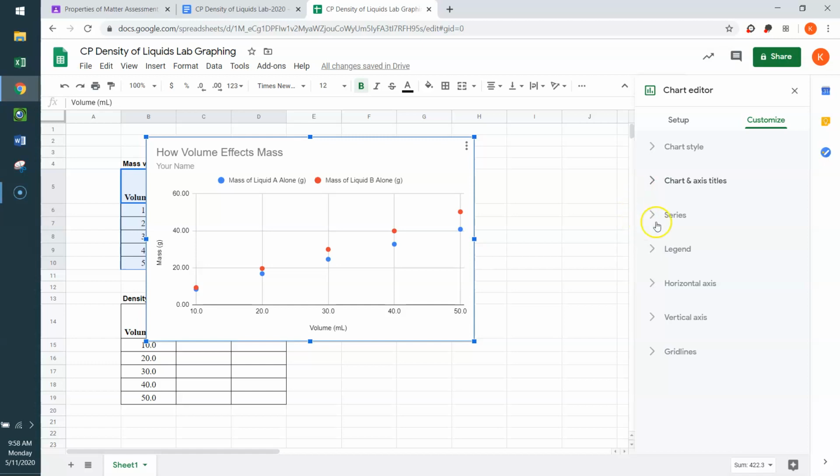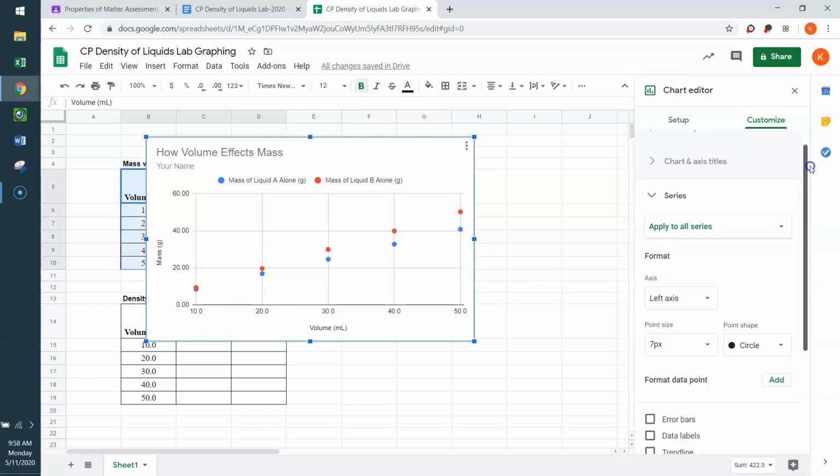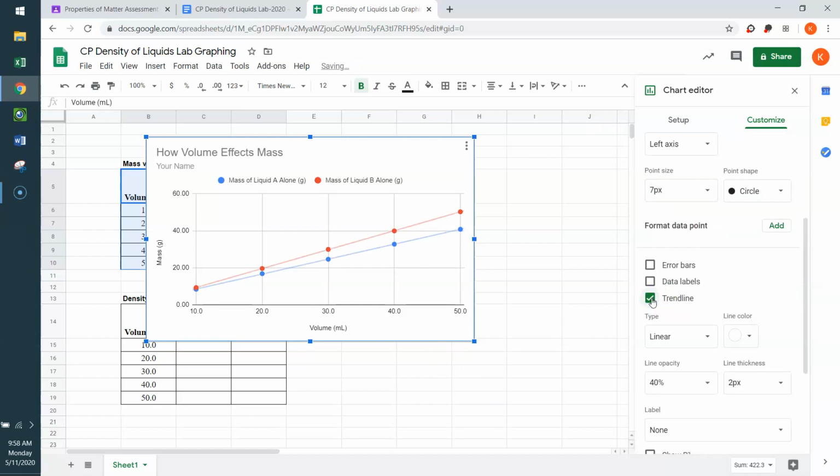We're going to come down now to series. Series is going to help us differentiate or change what is going on with these different liquids, and also allow us to add the trend line. So let's do that first. So it applies them to all. Now each of my lines has their very own trend line, and I leave it just like that, no big deal.